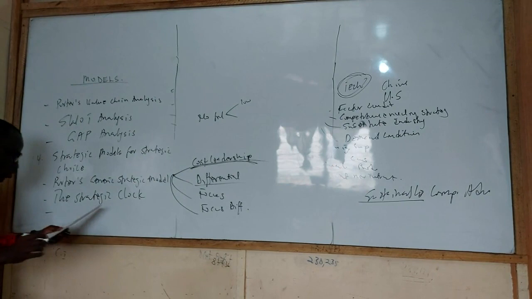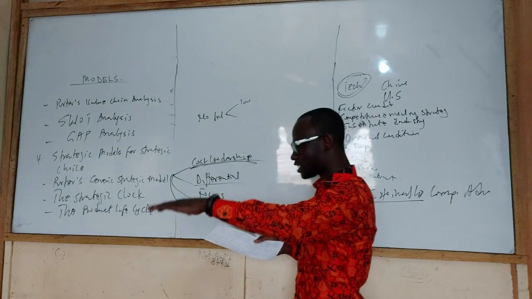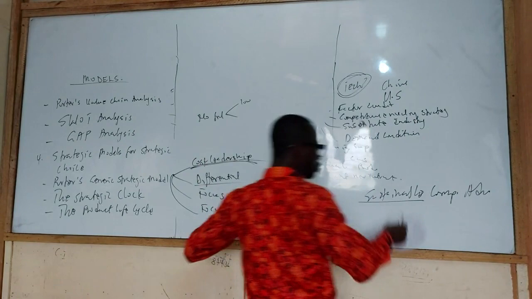Next one is the product life cycle, your favorite one. Product life cycle means analyzing the various stages through which products go in their life cycle, and then designing various strategies at various stages so that we'll gain competitive advantage. We'll be looking at that also.